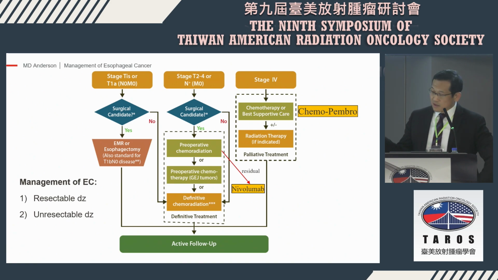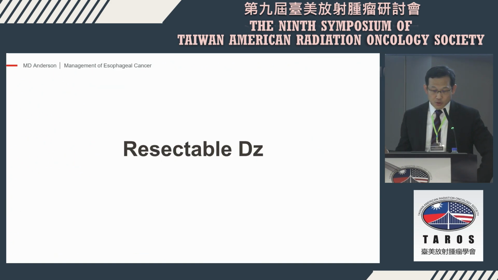Patients with stage 4 disease, of course, get chemotherapy or chemoimmunotherapy if they have PD-L1 high, or actually any PD-L1 expression, and radiation is really more for palliation in that setting. All right. The management is actually broken up into whether patients are resectable or unresectable, and I'm going to spend the majority of my talk on patients with resectable disease because this is the most controversial area.